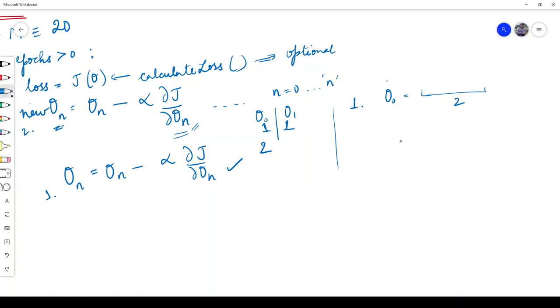Now, I also need to find for theta 1, correct? This particular operation I need to perform. So what value of theta naught will be used here? 2, I guess. But if you use theta naught at 2, it means the point at which you differentiated this is different from the point at which you differentiate this. So you do not want this to happen, so you store it in a temporary variable. Does that make sense?